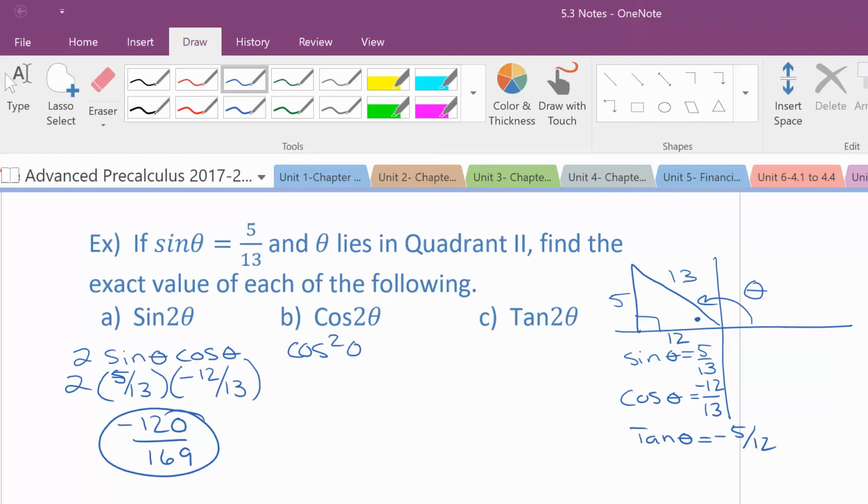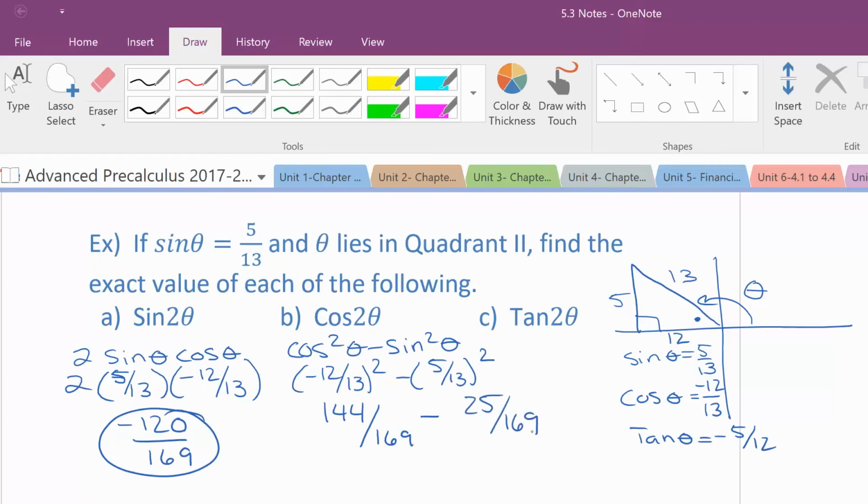Cosine 2 theta is cosine squared minus sine squared. The cosine is negative 12/13. The sine is 5/13. When you square both of those, here you get 144 over 169 minus 25 over 169. So it's 119 over 169.